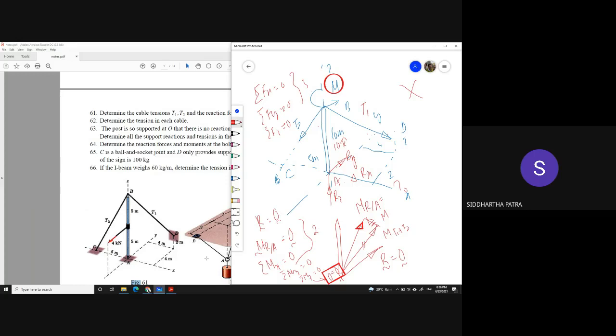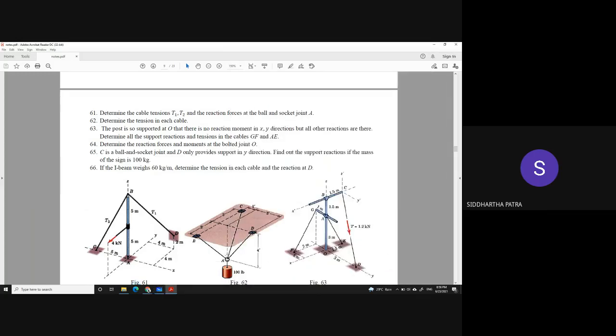Then the next problem is the equilibrium of a particle. So this time it's not an equilibrium of rigid bodies. This time it involves equilibrium of particles. And for particles, this is what you do.